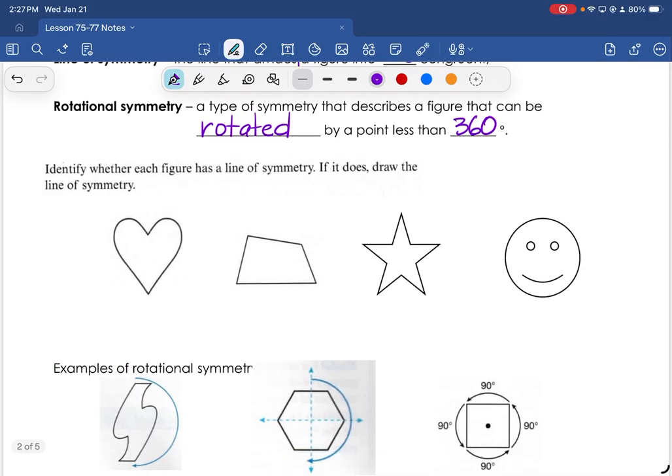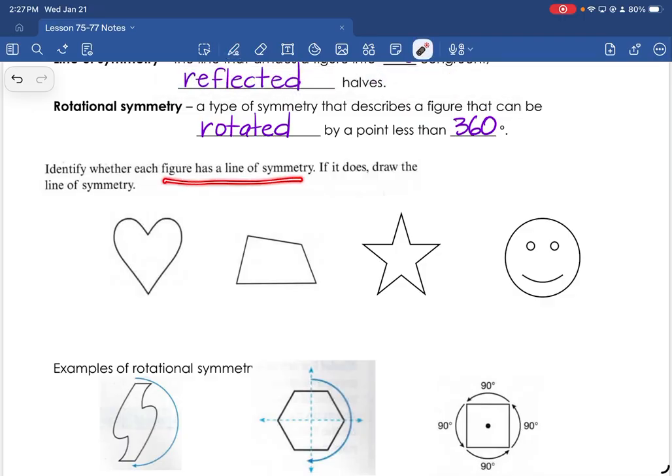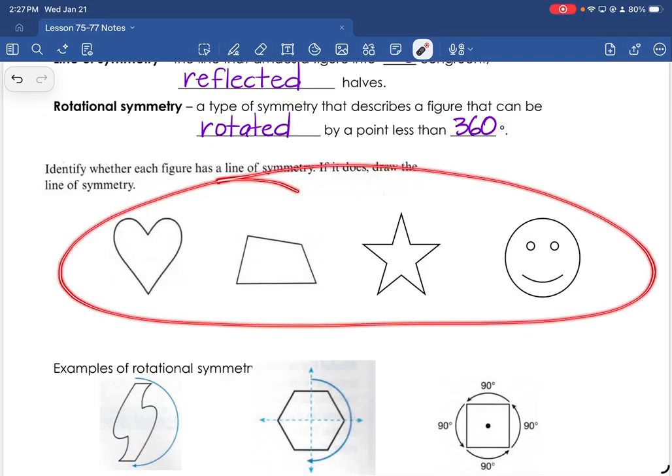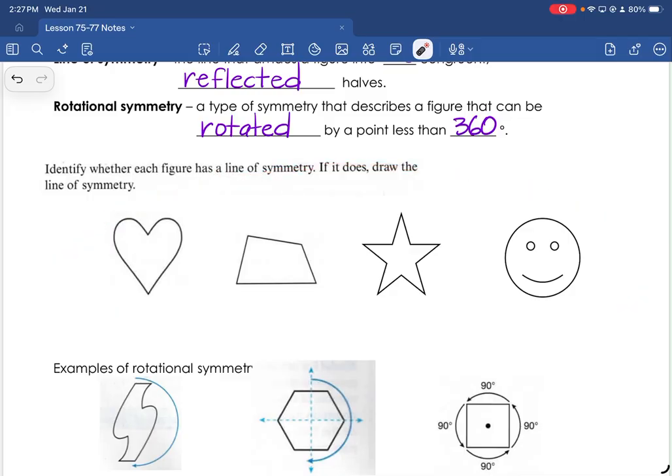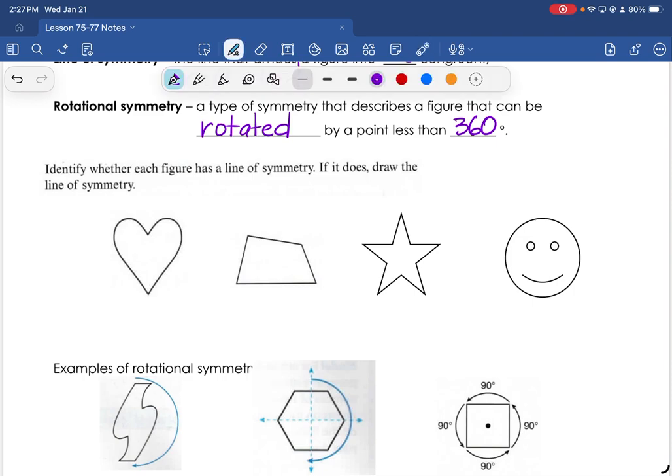Okay, super simple. Identify whether each figure has a line of symmetry. If it does, draw the line of symmetry. So take a couple seconds to do that for me using these 4 shapes. Draw a line of symmetry if possible. So just write yes or no, or do we actually have to draw? If it's yes, just draw the line for me. Like cut the shape in half. Okay. 2 reflected halves.